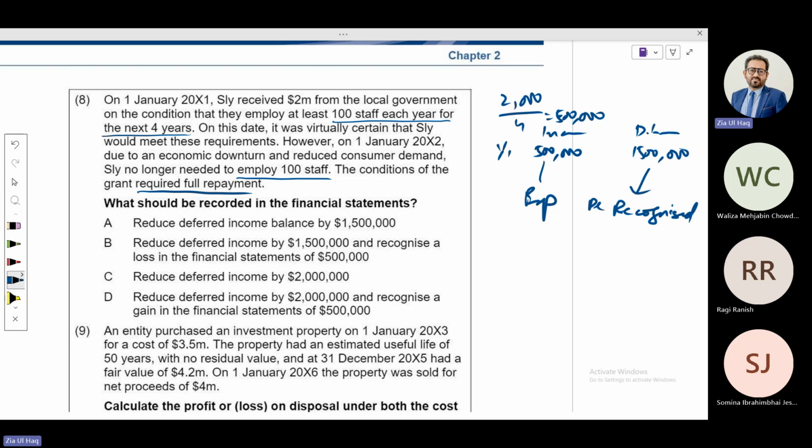But it's half treatment. What about this? Reduce deferred income by 150 and recognize a loss in profit and loss account of 500,000 as expense. Yes. Reduce deferred income by 200,000. No, deferred income is 150. How can we reduce by 200? Because we need to eliminate that deferred income. Whatever is there, we need to eliminate. Is that fine? The option number 9.